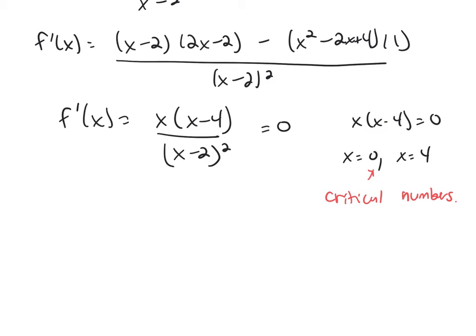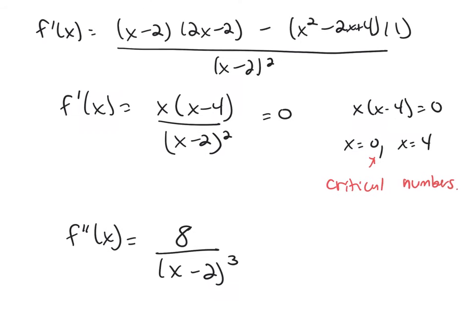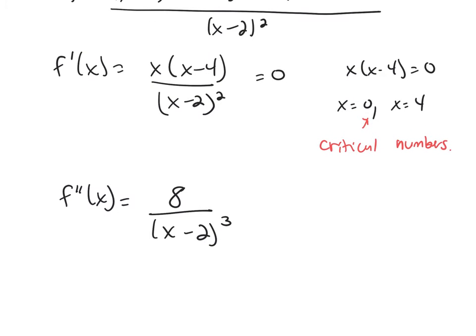So now you're going to find the second derivative of this function, again using the quotient rule, and you're going to simplify everything down. Once you're done, you should get 8 over x minus 2 cubed. So this won't be equal to 0 either, so there are no possible inflection points.